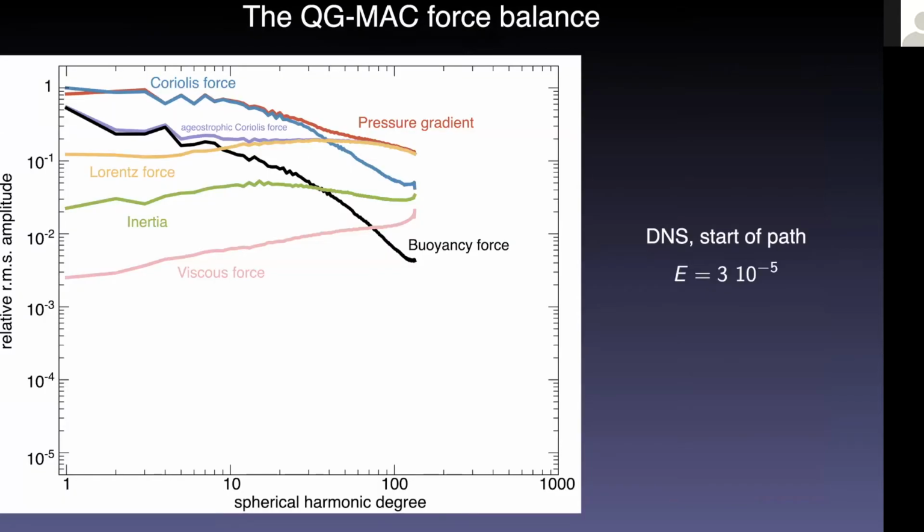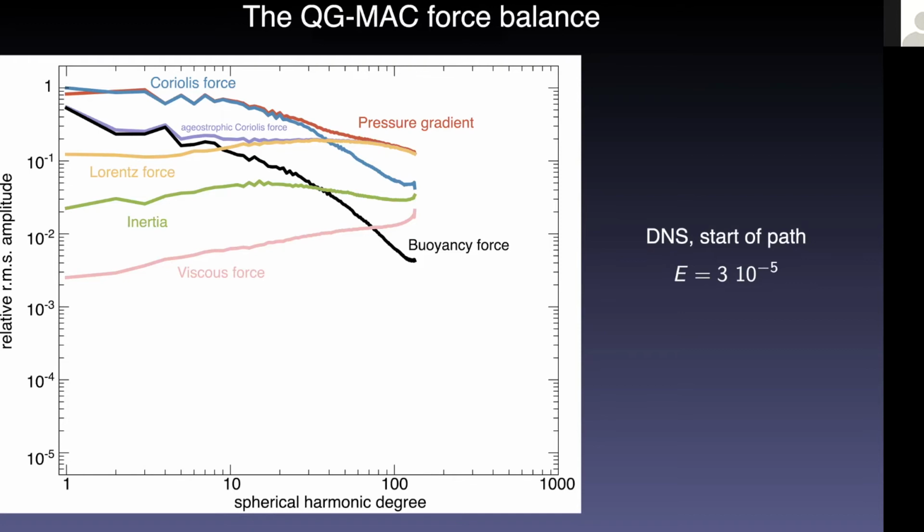So concerning the force balance, we have introduced a tool that enables to draw the relative RMS amplitude of force versus the spherical harmonic degree. So it's a scale-dependent representation of the force balance that shows that basically the hierarchy of forces is first a quasi-geostrophic equilibrium between the Coriolis force and pressure gradient, and then a so-called MAC equilibrium between the ageostrophic Coriolis force, so the part of Coriolis force not balanced by the pressure gradient, and the Lorentz and buoyancy force.